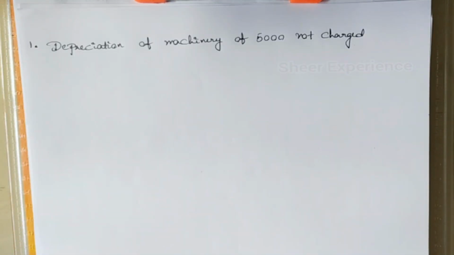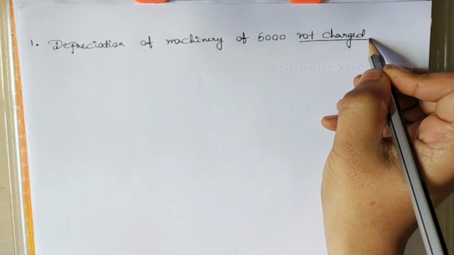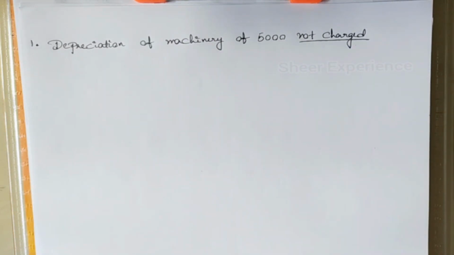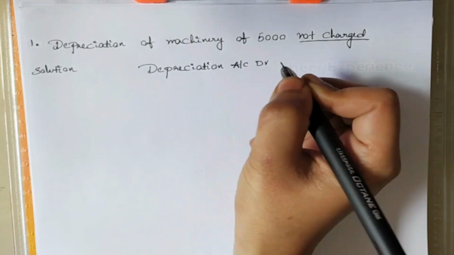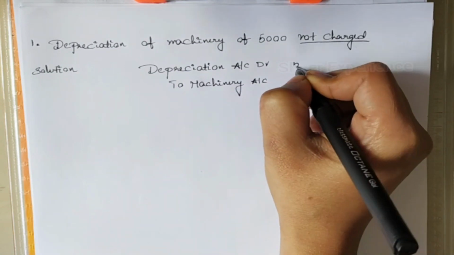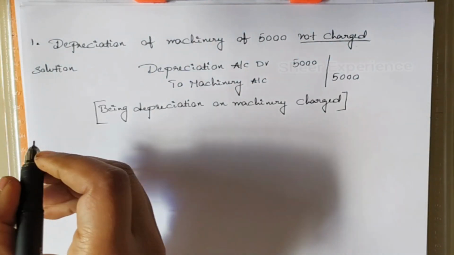Our first error is depreciation of machinery of 5,000 not charged. Not charged means we have not recorded the journal in our books of account. So we will record the entry. There is nothing to rectify in this. We will just record the entry. The solution is depreciation account debtor to machinery account. Amount is 5,000. Please note down the narration if you want.